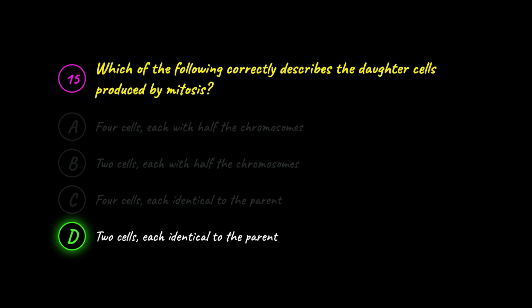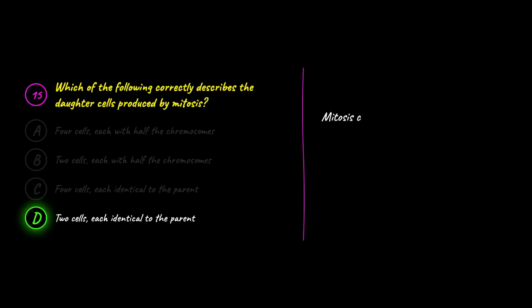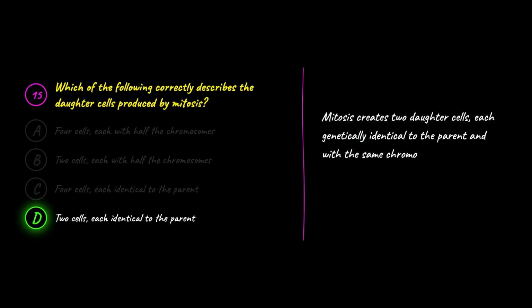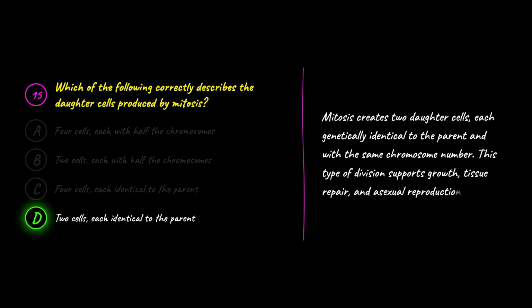The correct answer is D. 2 cells, each identical to the parent. D is correct because mitosis creates 2 daughter cells, each genetically identical to the parent and with the same chromosome number. This type of division supports growth, tissue repair, and asexual reproduction in single-celled organisms across many groups.